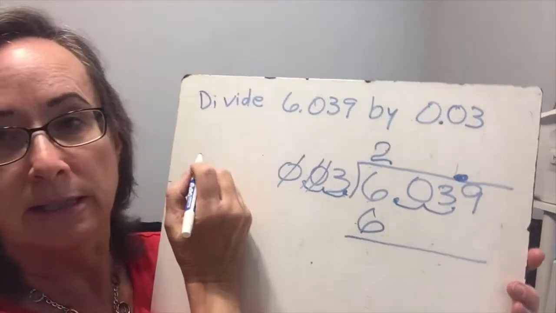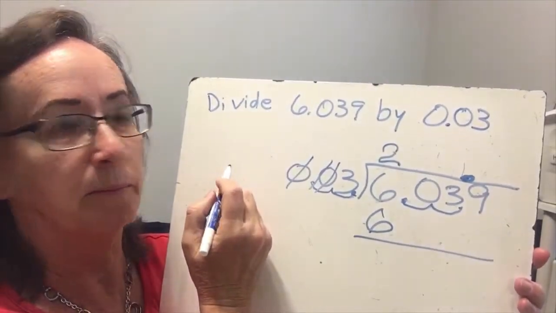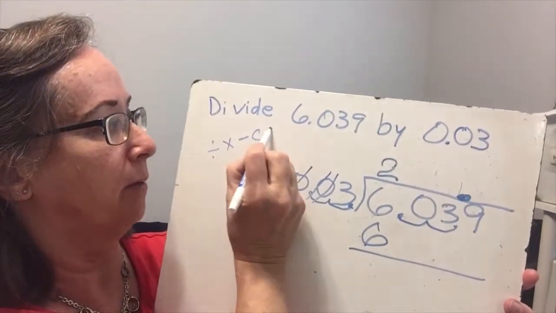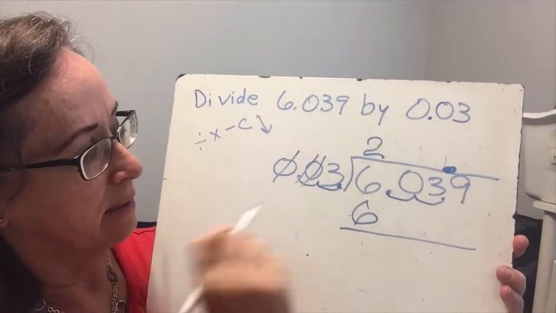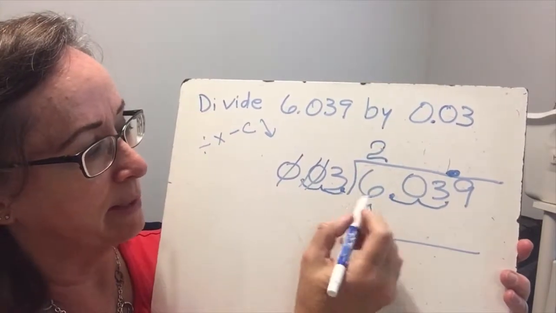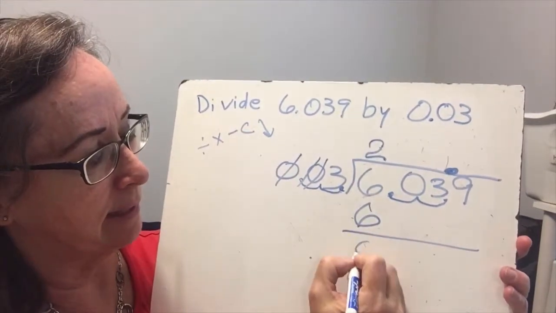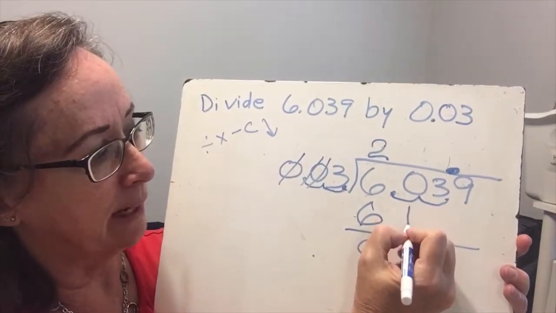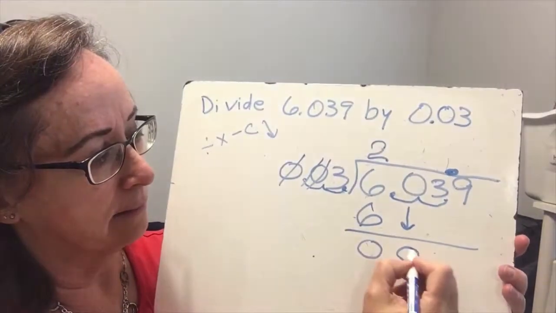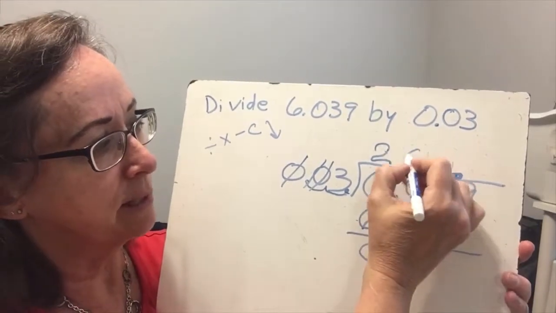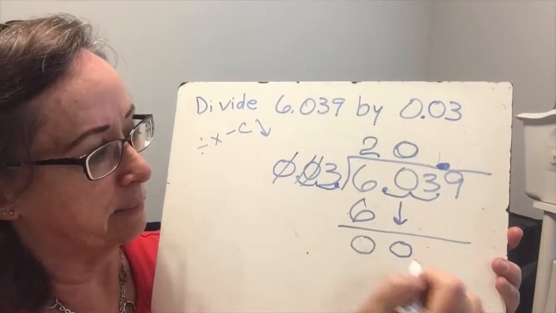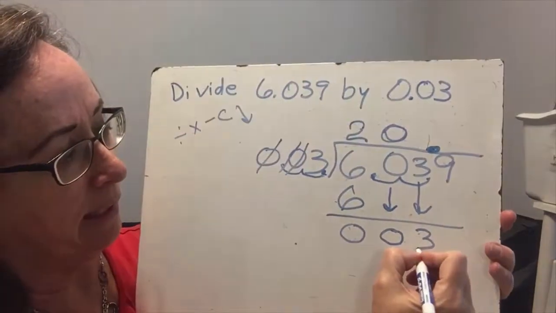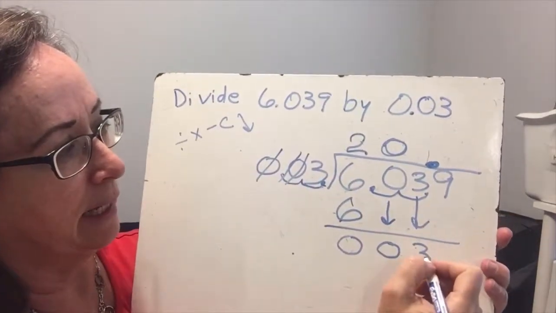Remember our division pattern: divide, multiply, subtract, compare, bring down. Okay, so we divided, we multiplied, we subtract. 6 minus 6 is 0. We compare. 0 is less than 3, so we bring down the next one. Oh, look at that. We get another 0. So isn't this one just going to be a 0 to hold that spot? So then we're going to bring down the next one, and it's going to be a 3. So 3 into 3 goes 1 time.